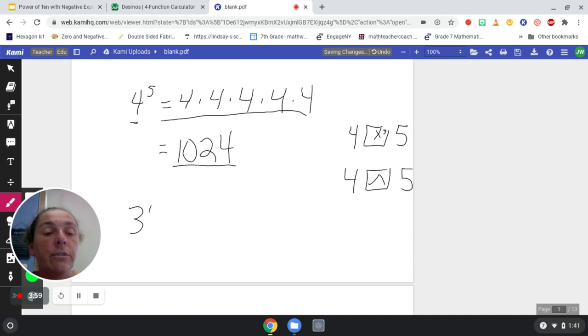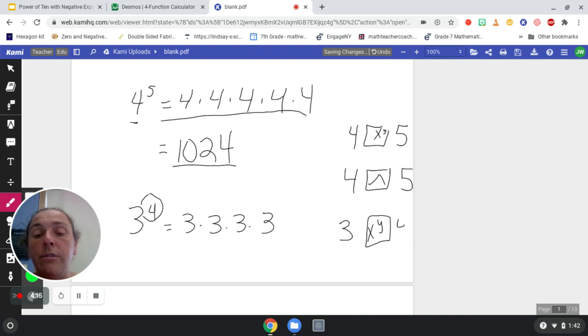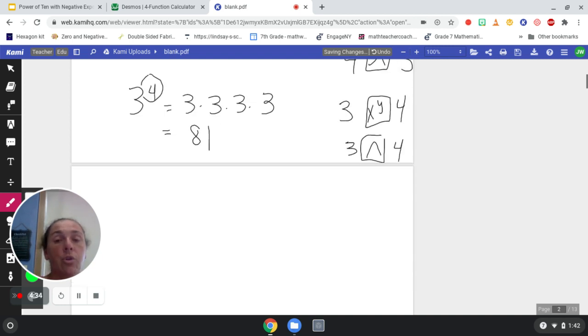If we have 3 to the 4th, that means expanded form: 3 times 3 times 3 times 3, because I'm going to do that 4 times because of the exponent. Again, depending on the calculator you're using, you could use 3 xy 4. You could use 3 caret key 4. Or on Desmos, you're just going to multiply 3 times 3 times 3 times 3, and you should get 81. Okay? I hope those were pretty simple for you.